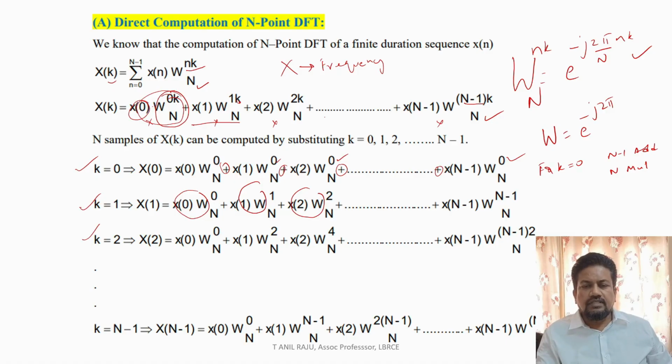Why are we using the term complex here? Because the multiplication of x of 0 with W N0 is a complex term. That's why we call it a complex multiplication, and the product we get is a complex number. Again, this is a complex number with x of n, and we get a complex number. This complex number and this complex number are both added. So that's why we call it complex multiplication and complex addition.